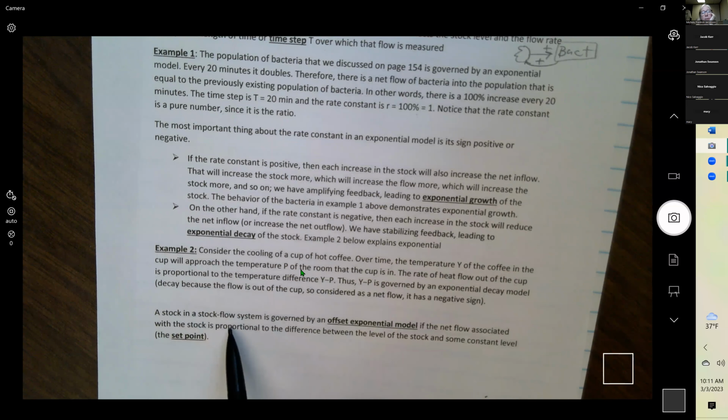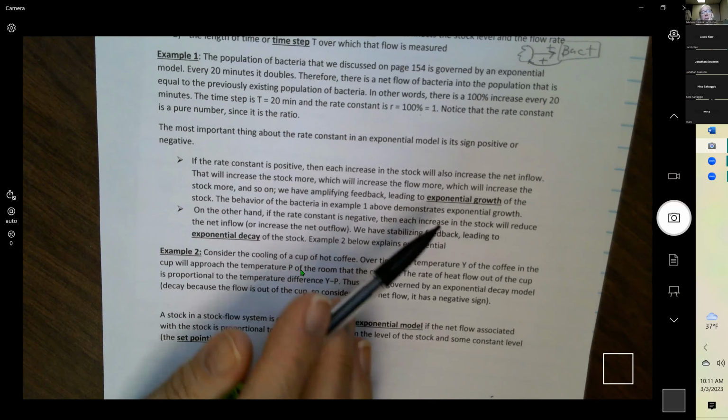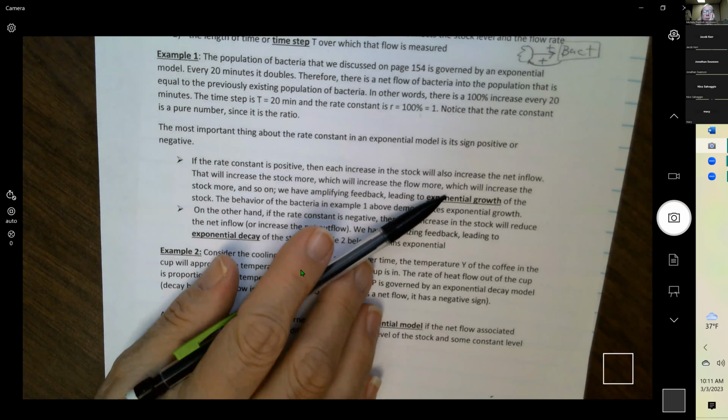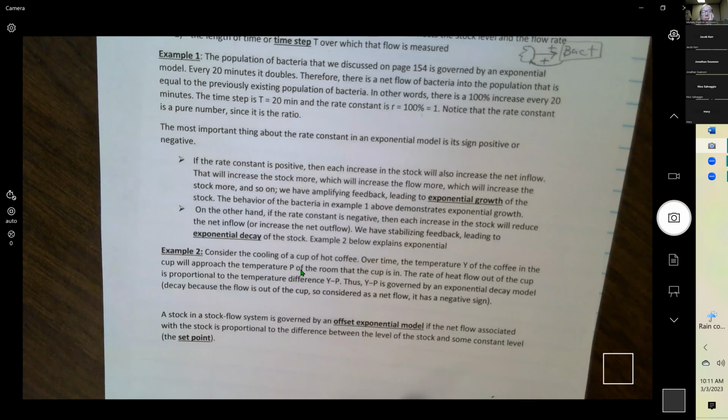A stock in a stock flow system is governed by an offset exponential model if the net flow associated with the stock is proportional to the difference between the level of stock and some constant level or set point. It's easier to understand once we do an example. The biggest thing in this section is knowing it's a growth if your rate is positive. It's a decay if your rate is negative.